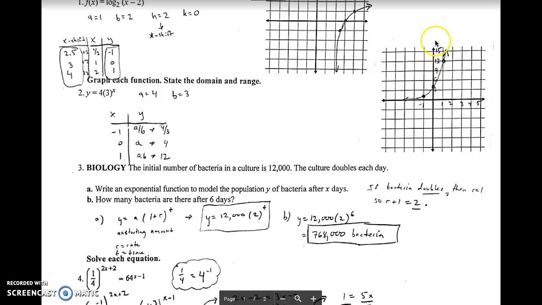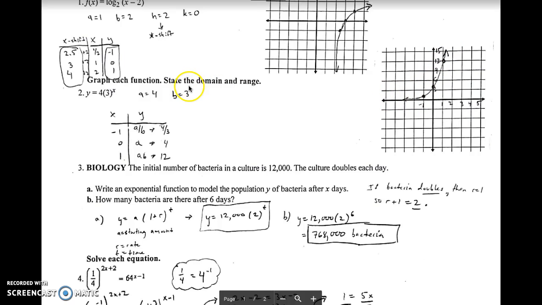Notice how I changed my y-scale, but I didn't change the x-scale because I didn't need to. And you can do that as long as you are clearly labeling each of your axes so that the teacher knows what you're counting by for each axis. Once I had my 3 points, I just connected them with a smooth exponential curve.